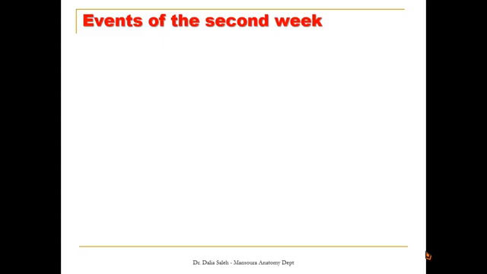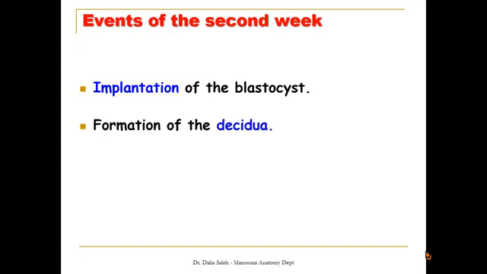So what are the events that take place at the second week of development? First, we need to know a little bit about implantation of the blastocyst, then the formation of the decidua, and finally the formation of the bilaminar germ disc.